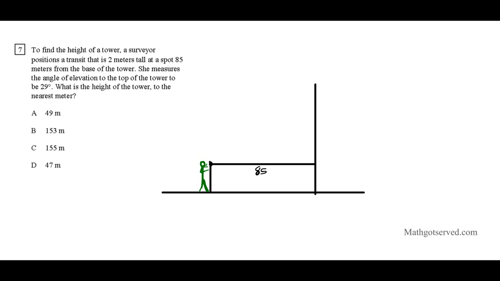This is 2, so that means this is 2 also. And the angle of elevation to the top of the tower from the transit is 29 degrees. So this is 29 degrees elevation from the line of sight or the horizontal. So let's label that. This is 29 degrees. So the question said, what is the height of the tower?